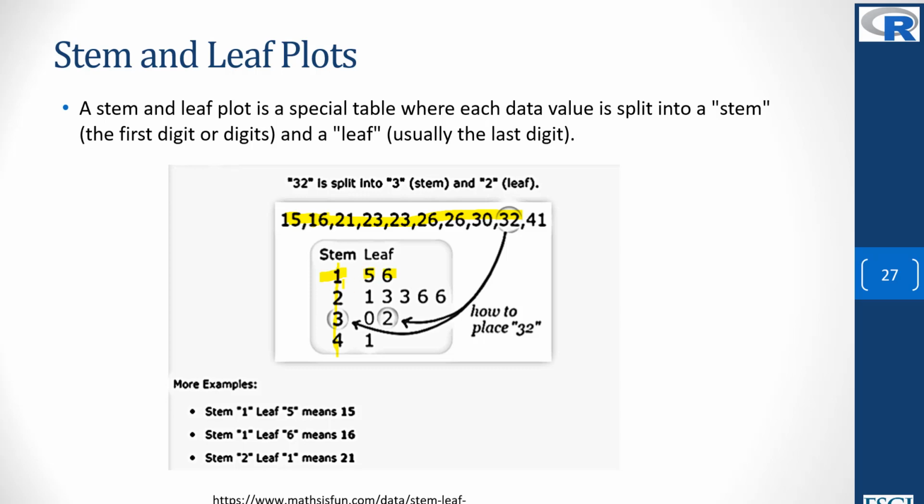This gives us a quick way to look at a textual format that tells us that we have this many values that are somewhere in between 10 and 20. And then we look at the 2's. We have a 2, 1, 2, 3, 2, 3, 2, 6, 2, 6.